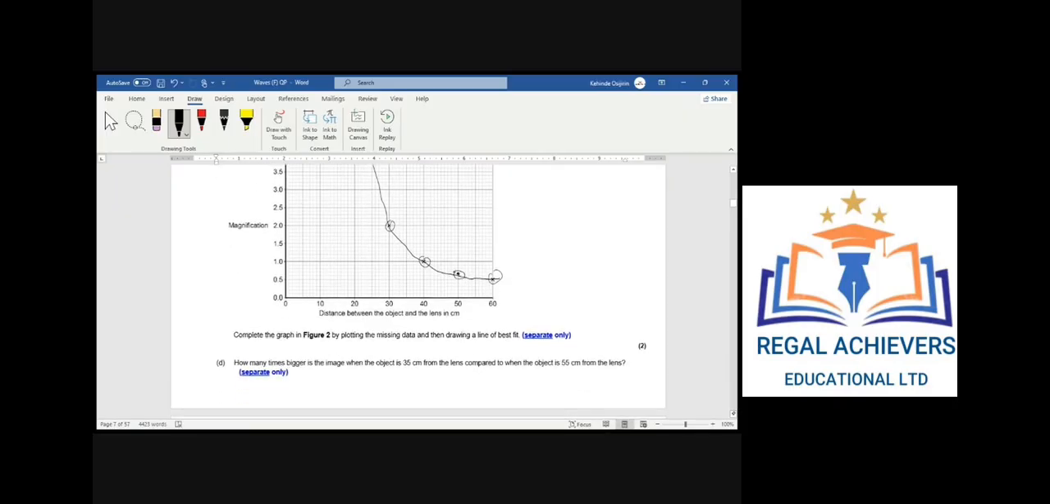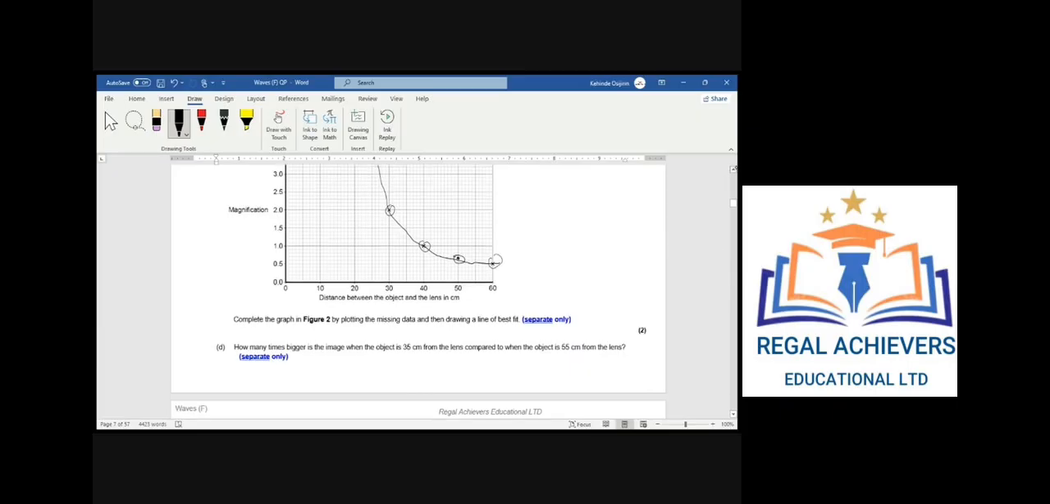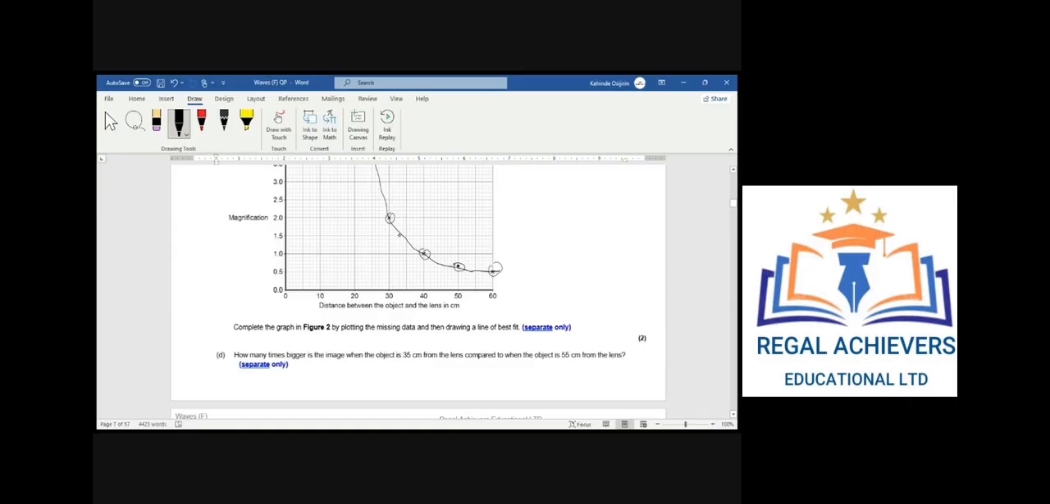How many times bigger is the image when the object is 35 centimeters from the lens compared to when the object is 55 centimeters from the lens? All you need to do is compare the difference. When it is 35 centimeters, you trace it to the y-axis, and that will be around 1.4. And when it is 55 centimeters, you trace it to the y-axis, and that's going to be around 0.6.